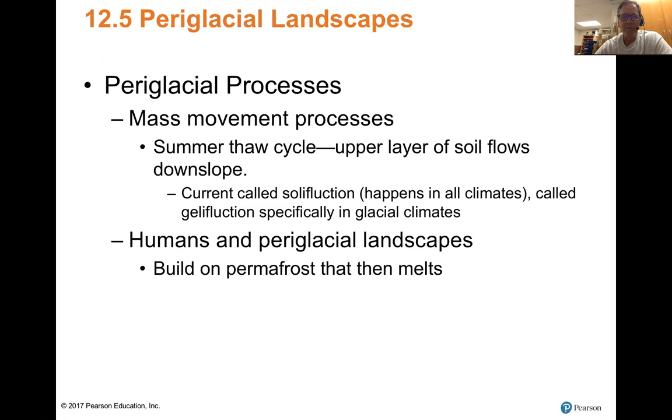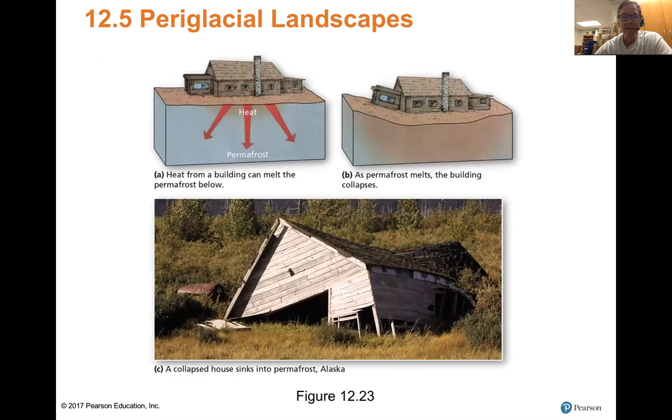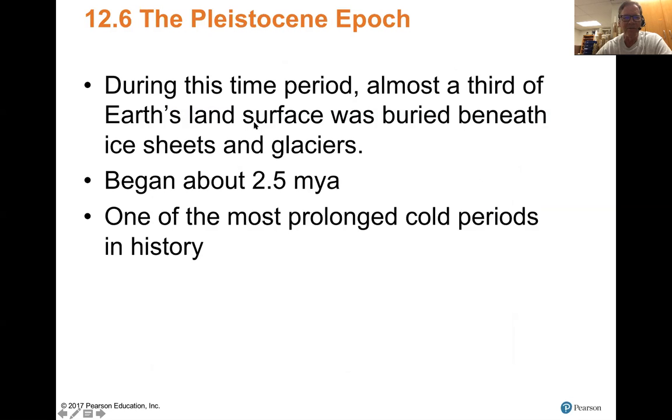So we get these summer thaw cycles where the upper layer flows down slope. And oftentimes humans will build on that, and the heat from the building melts the permafrost below, and the building will collapse. This is up in Alaska. It's kind of a cool photo there. But if you ever move there, you got to make sure where you're building and so forth.